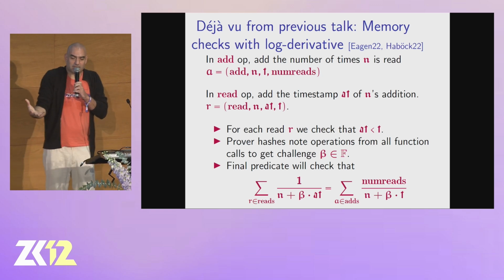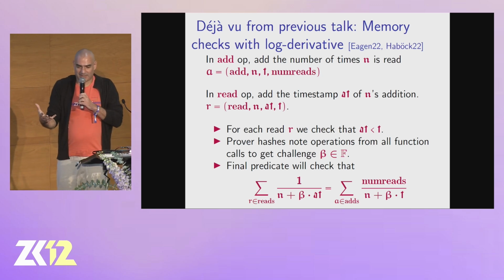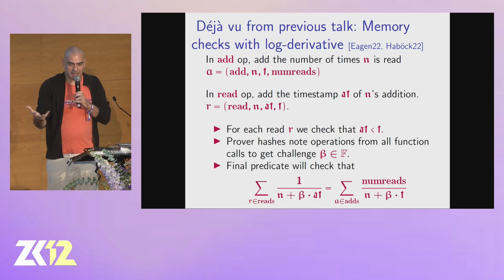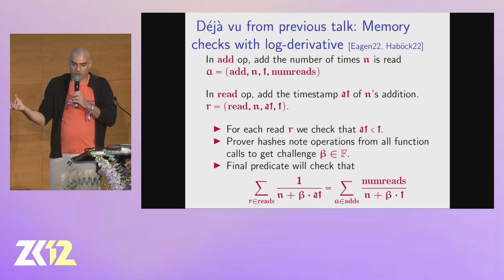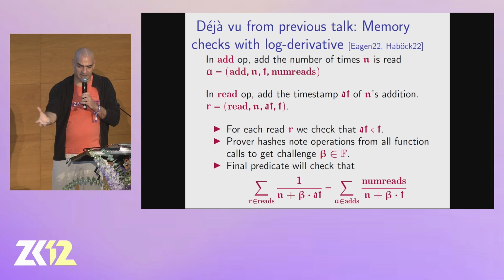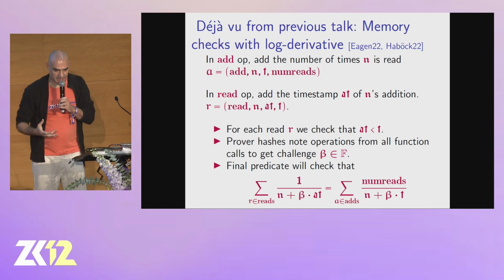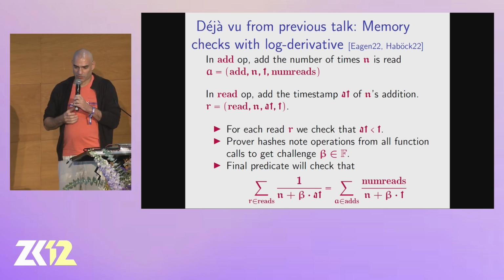And you can see that if some attempt to cheat was made, like there's a read operation for a note that doesn't exist, then with very high probability over beta, this sum won't be equal.